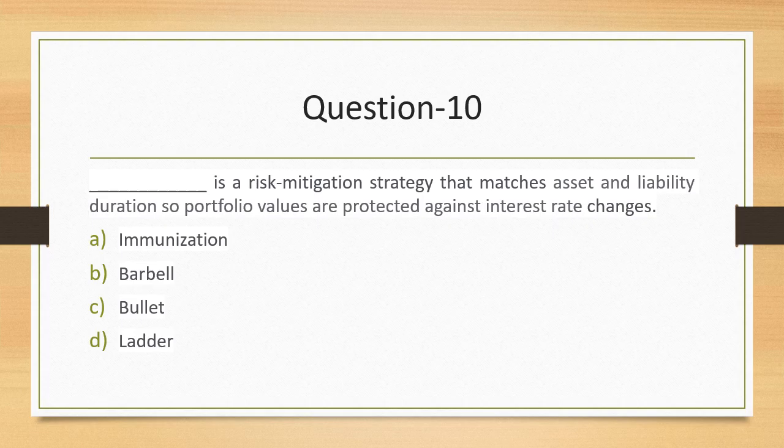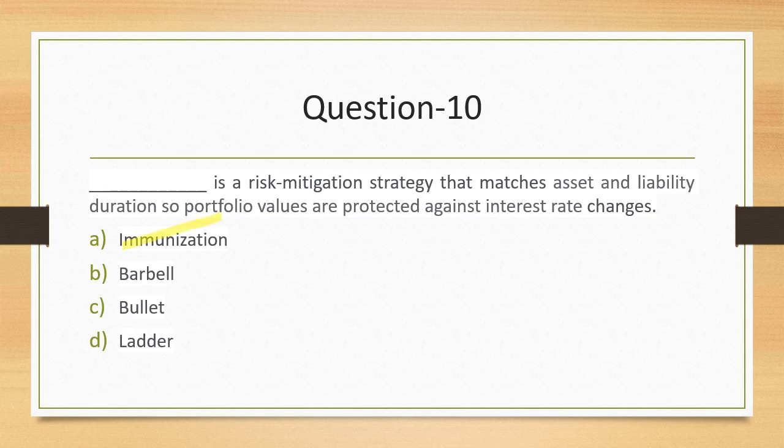Dash dash dash is a risk mitigation strategy that matches assets and liabilities duration so portfolio values are protected against interest rate change. What could be that strategy? We have different strategies which are used in the fixed income market: barbell, bullet, ladder. But this strategy which takes care of your interest rate risk, we are categorizing it as immunization.